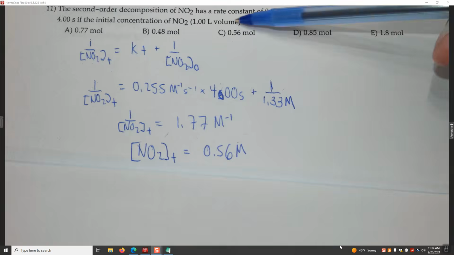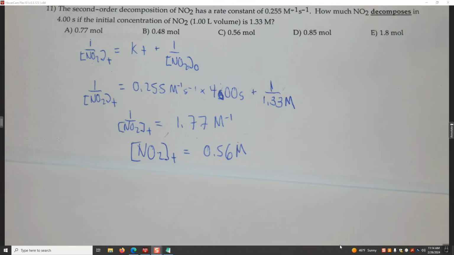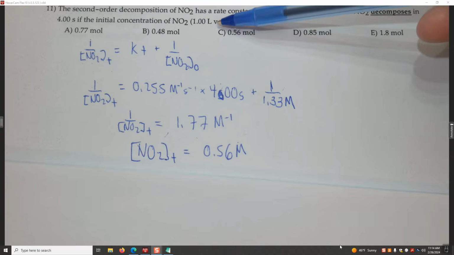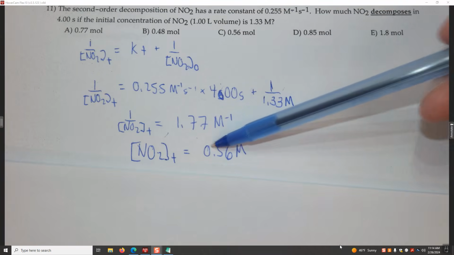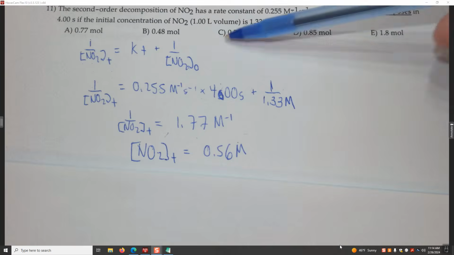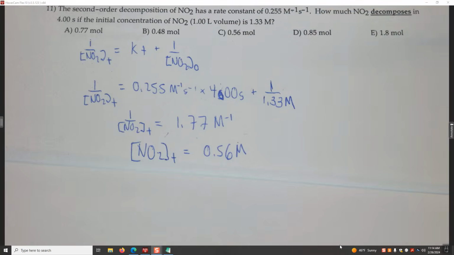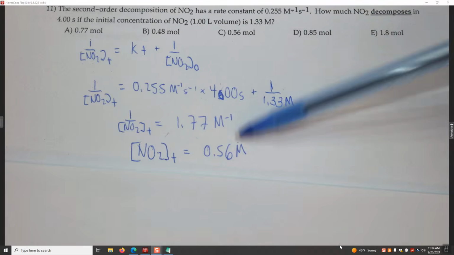Because we have 1 liter of volume, molar and moles is the same. It asks for how many moles are left, but it doesn't make any difference because it's 1 liter of volume. So said another way, 0.56 molar is 0.56 moles per liter. If you only have 1 liter, it's also 0.56 moles. It's the same, but it's not the right answer.